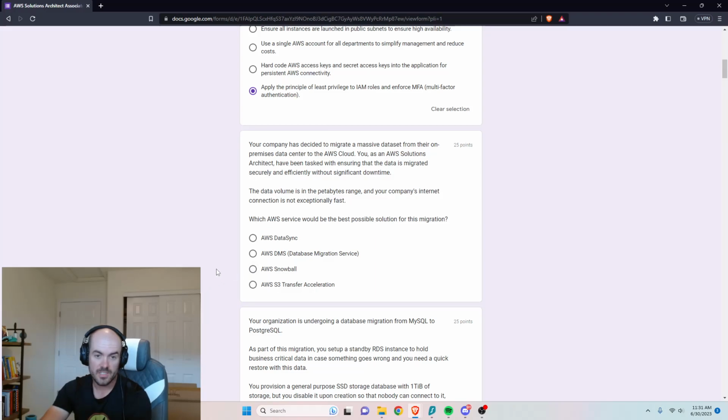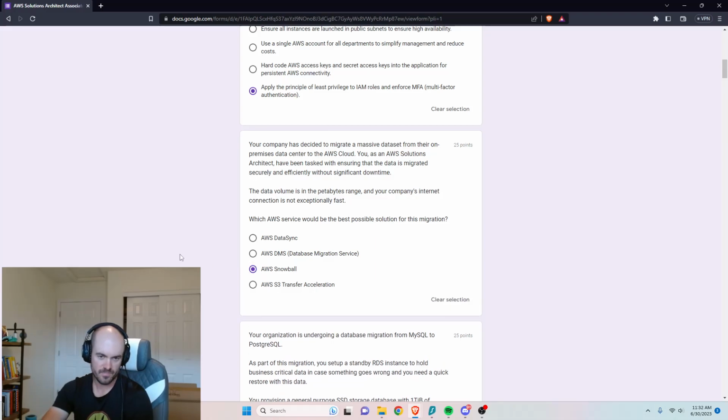AWS Snowball, that actually looks really good. So again, that's where AWS will send you a physical device to your on-premise data center. You upload your data to that device, so it's much faster than trying to do it over the internet, and then you just send that device back and then AWS uploads it for you. So I'm going to go ahead and select this one.